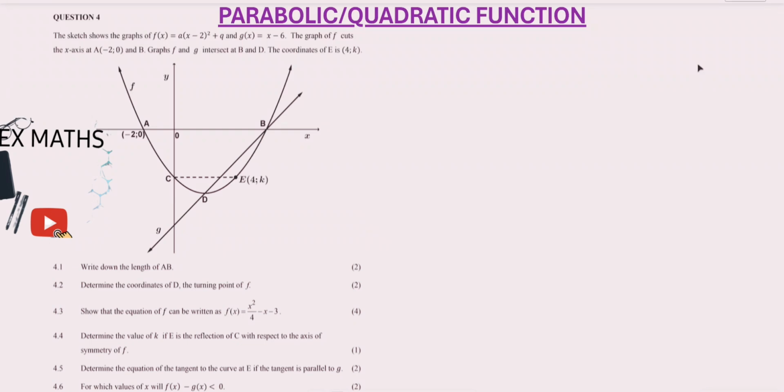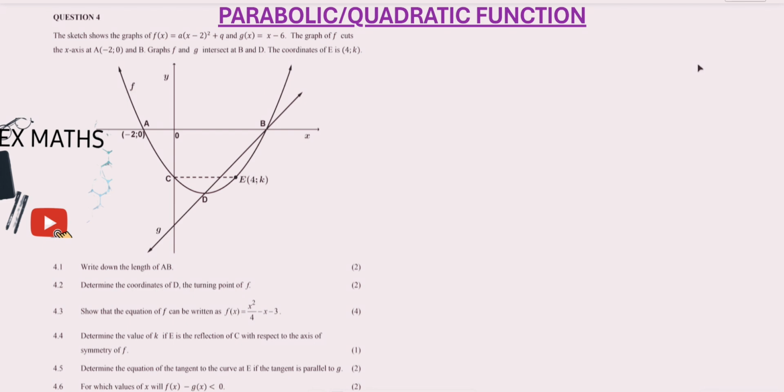Hello guys, in this video we are given a parabolic or quadratic function question which reads: the sketch below shows the graphs of f of x is equal to a open bracket x minus 2 squared plus q and g of x is equal to x minus 6. The graph of f cuts the x-axis at A, which is minus 2 and 0, and B, and graphs f and g intersect at B and D. The coordinates of E is 4k.